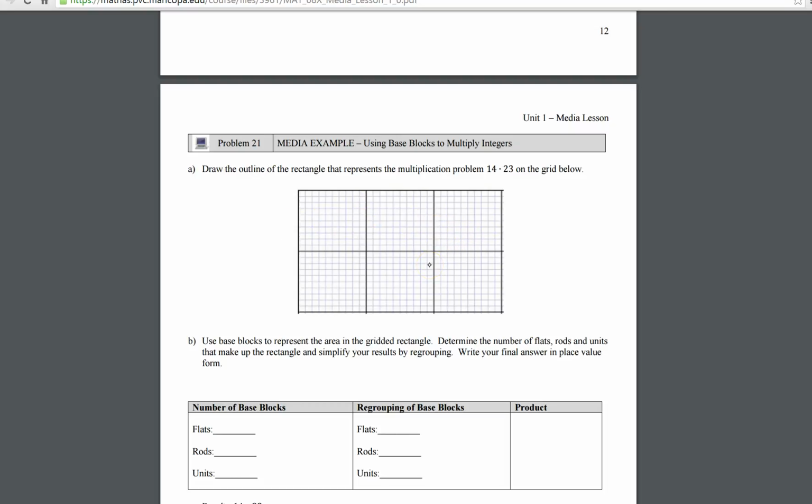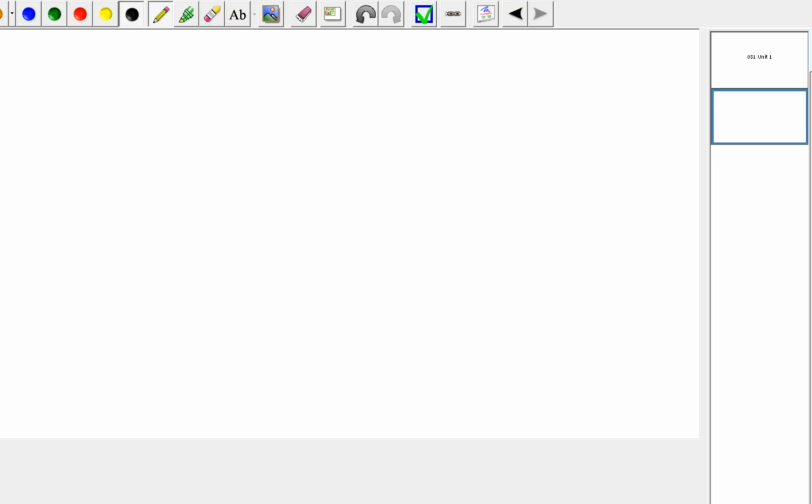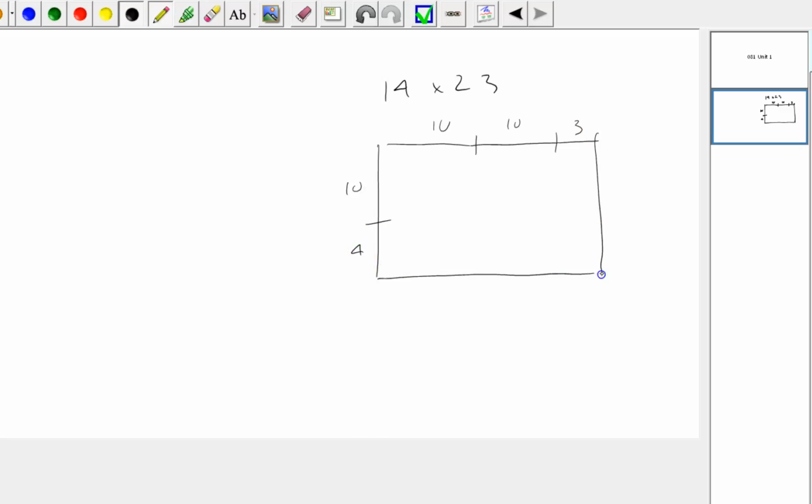Then we'd ask them how many of each type of base block there is. Okay, and then they'd need to regroup them. So this one in particular, just give a rough sketch. Okay, so they'd click and drag those.